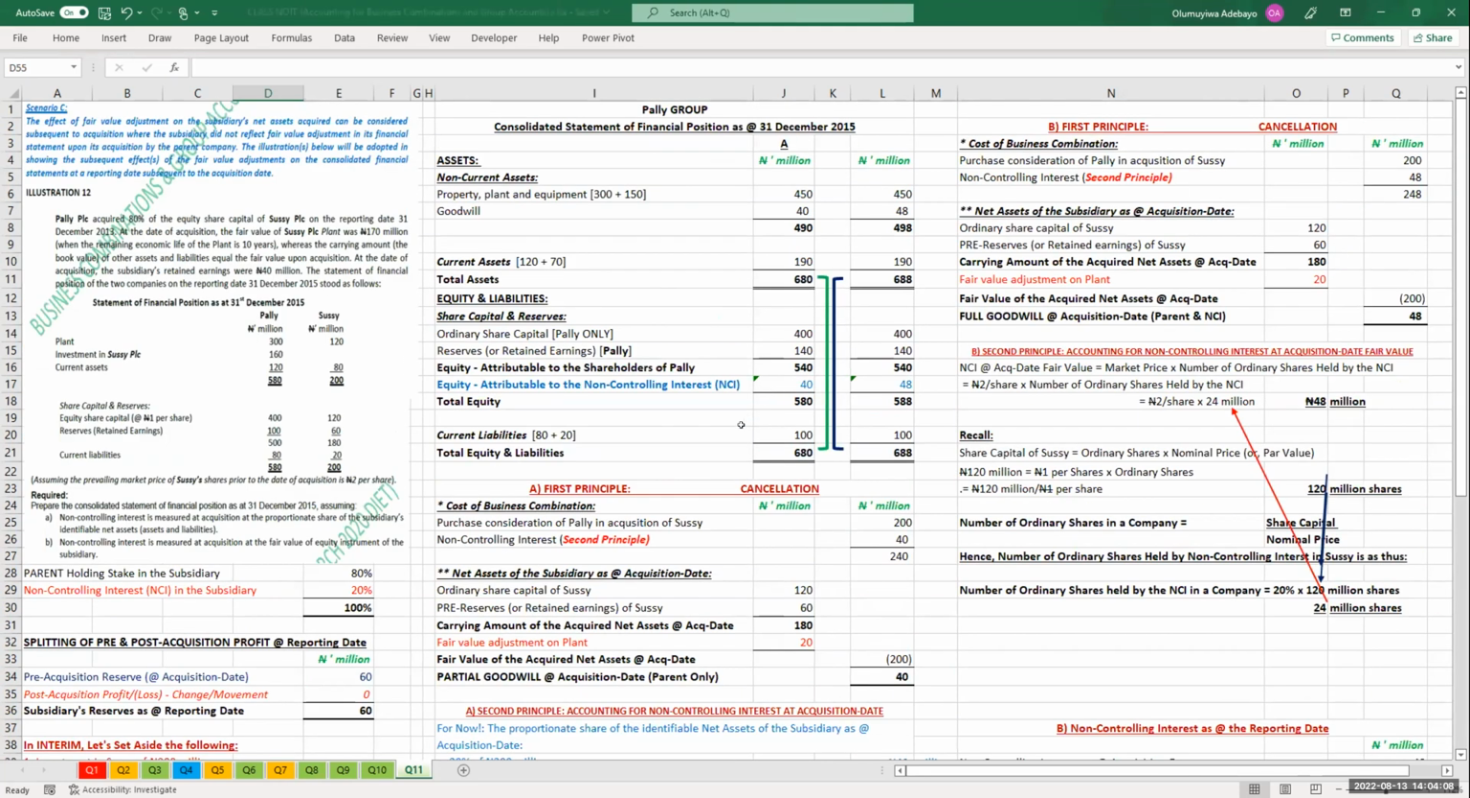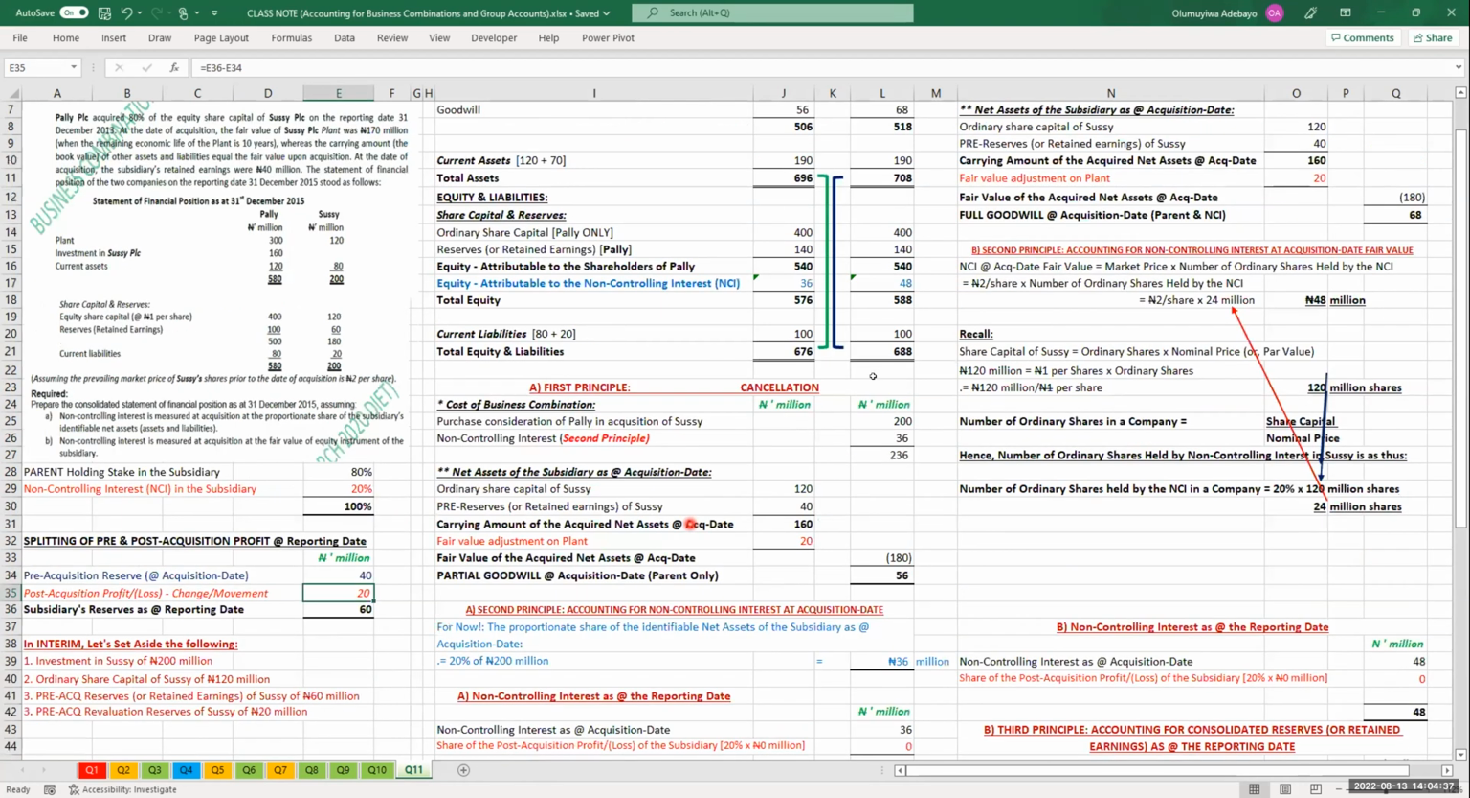Now we can continue. Now, the stake remained 80-20. But now, at acquisition, our reserve was 40. But at consolidation, our reserve is 60. Therefore, I'll come here. 60 is still correct, but pre-acquisition is 40. Which means we have post-acquisition of 20. Now we come back here.